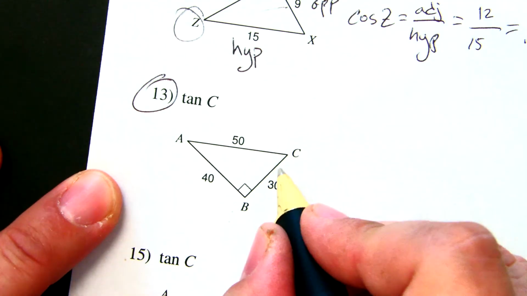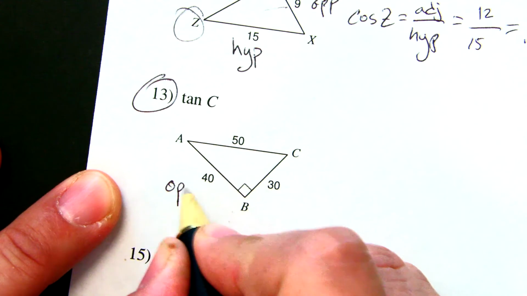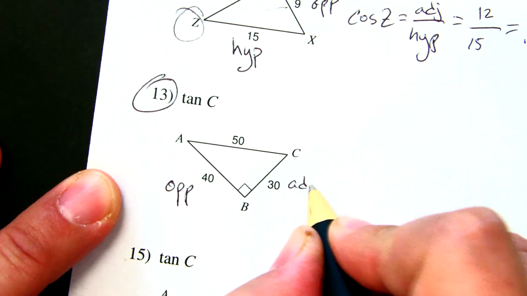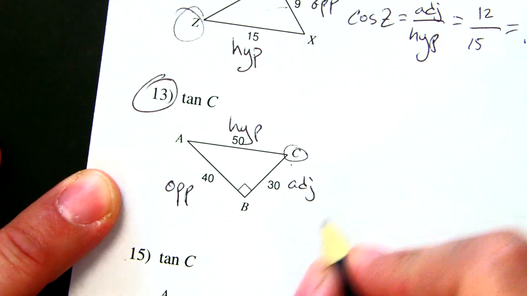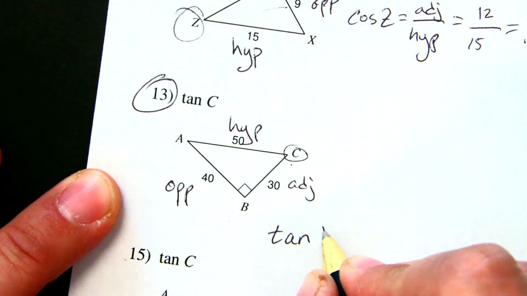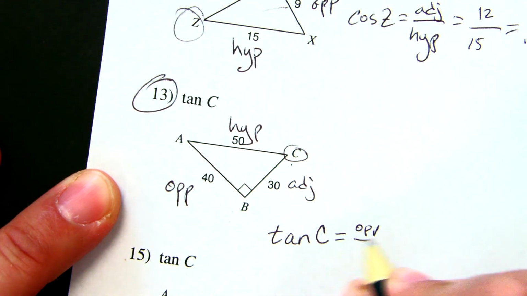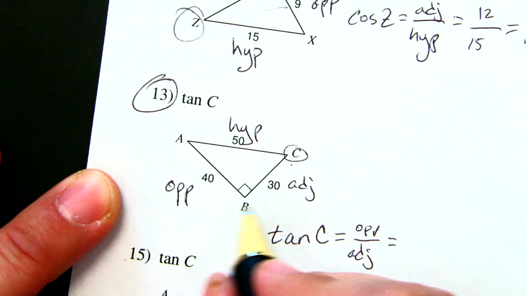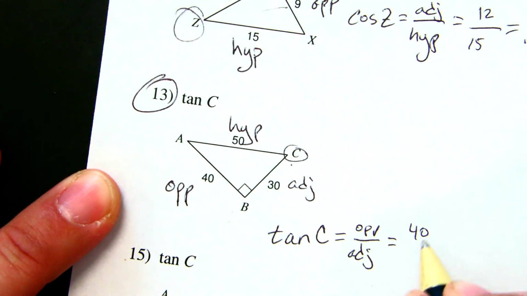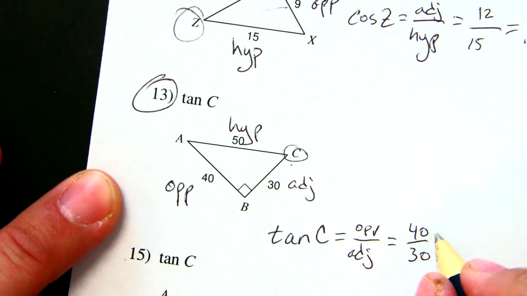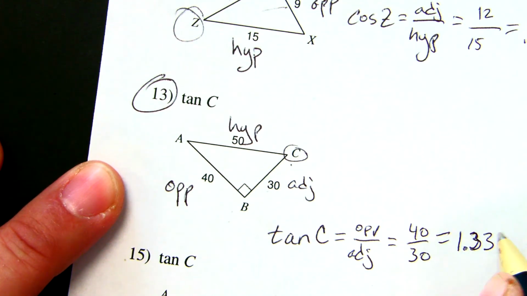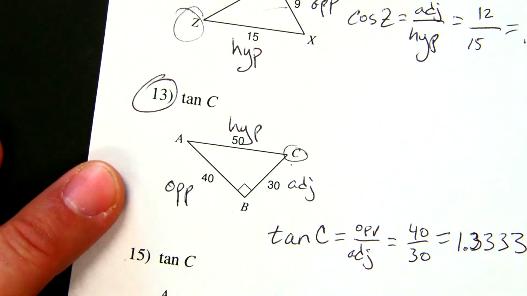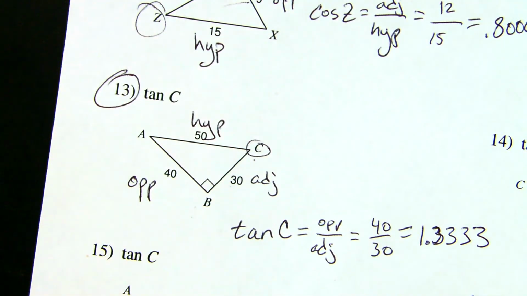Okay, now I'll come back and show you from C. I'm going to label opposite, adjacent, hypotenuse, and then because I'm going from angle C, tan C is going to be opposite over adjacent, so that's 40 divided by 30, and I know that that's going to be 1.3. We're doing the nearest ten-thousandth, so 1.3333. Okay, done. We'll try another one.